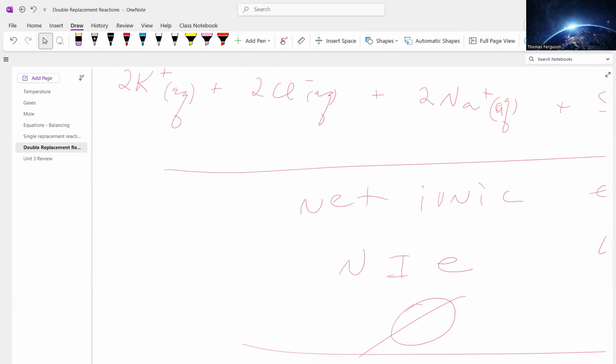So that's a typical double replacement problem. I give you two solutions, dump them together, you get the new combination, and see if the new combination forms a solid or not. If it does, then you need to write the net ionic equation and make sure you balance everything.